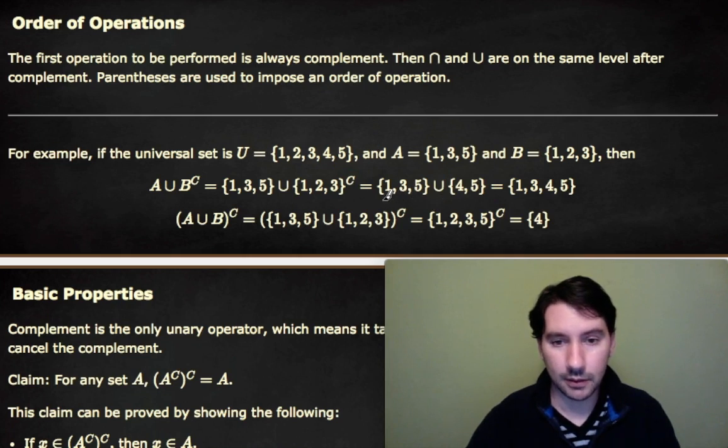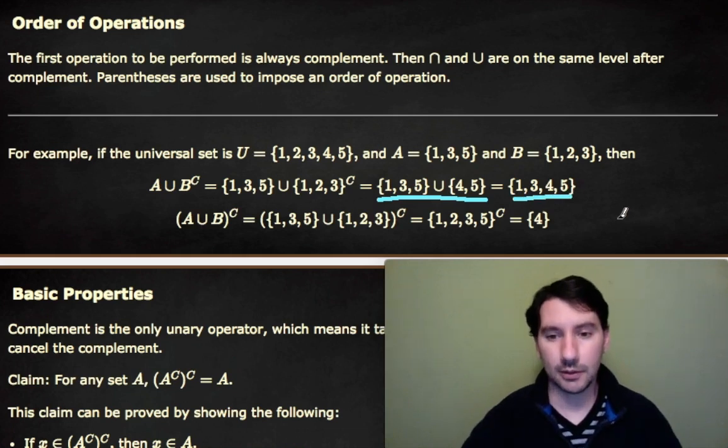Then we compute the union. So the union of 1, 3, 5 and 4, 5 is 1, 3, 4, 5, all the elements in both sets combined.